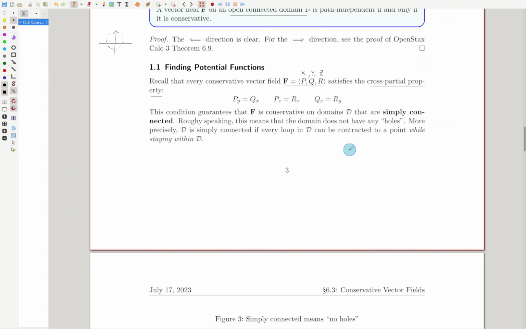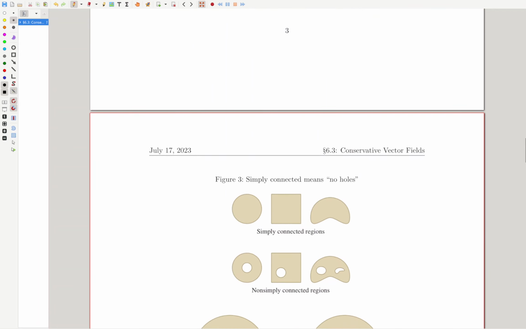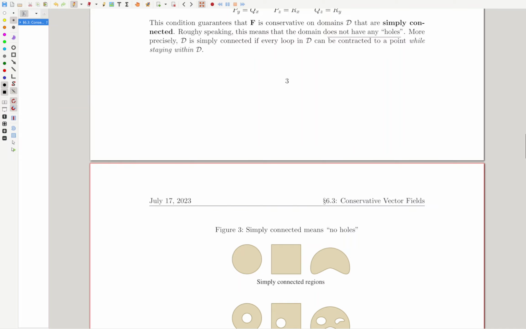All right. And yes, simply connected, I did mention it in the past, but I'll elaborate a little bit more now. Simply connected means that your domain doesn't have any holes in it. So that's kind of the intuitive idea. But more precisely, what it means is that if you have a loop in your domain, any loop in your domain needs to be able to be contracted to a single point while remaining inside the domain D.